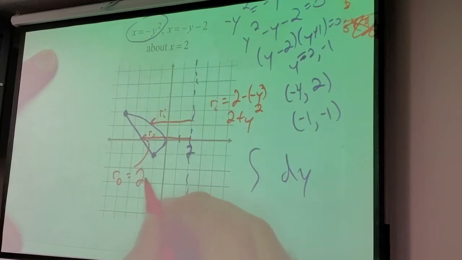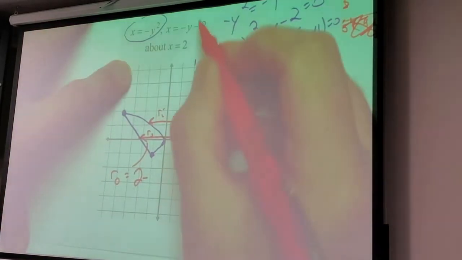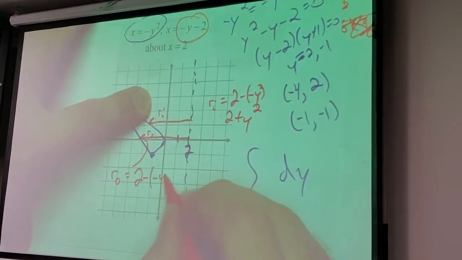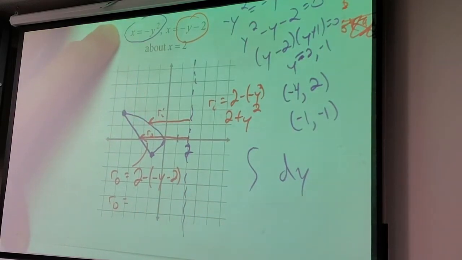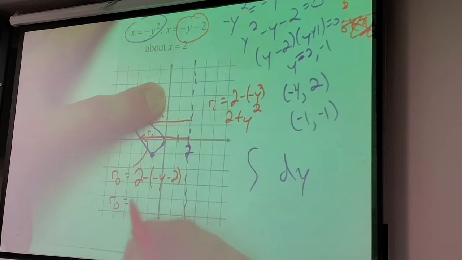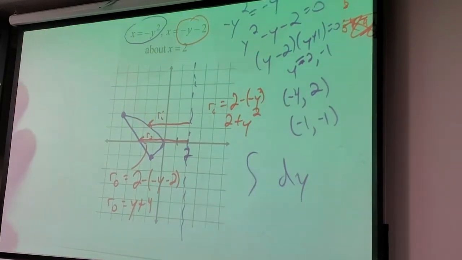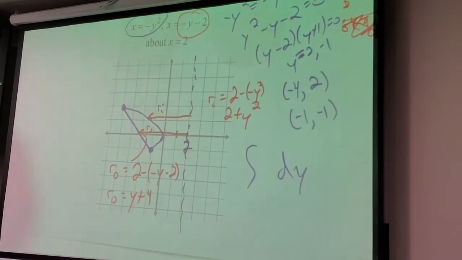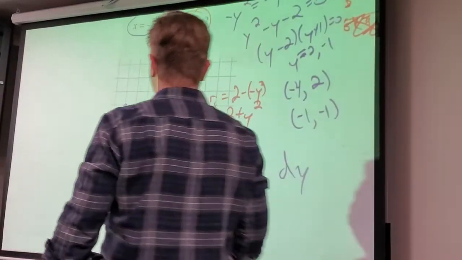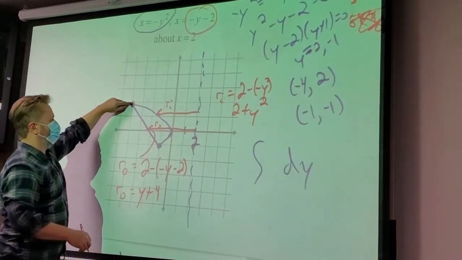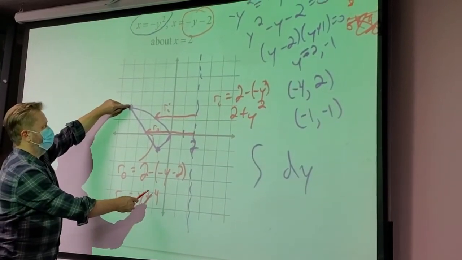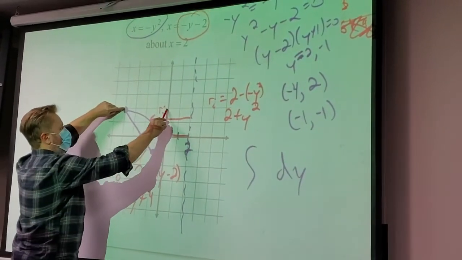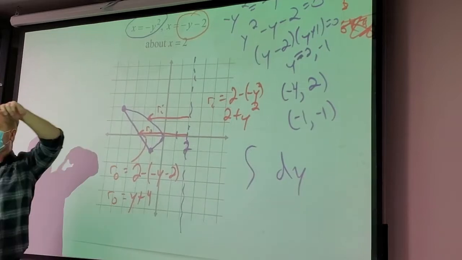Yeah, 2 minus negative y minus 2. So the outer radius is going to be y plus 4. I love it. So when y, for example, is 2, this says the radius is 6. And isn't that true? 1, 2, 3, 4, 5, 6.